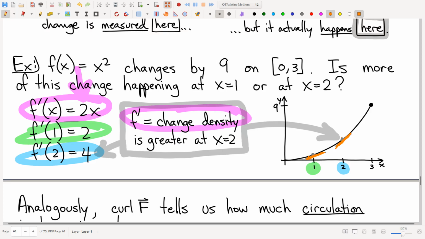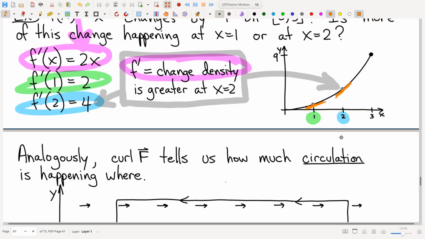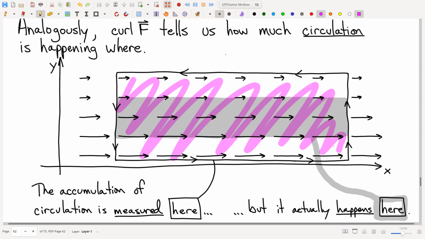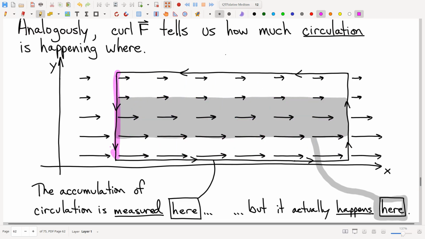So densities tell you where this thing that we measure on the boundary is specifically and how much is happening in the interior. Okay, so let's see this applied to curl. Let's look at this rectangular region here. That rectangular region has a certain amount of boundary circulation, and I'm going to draw its boundary circulation like so.